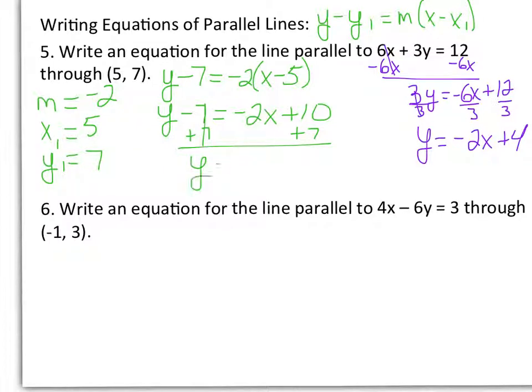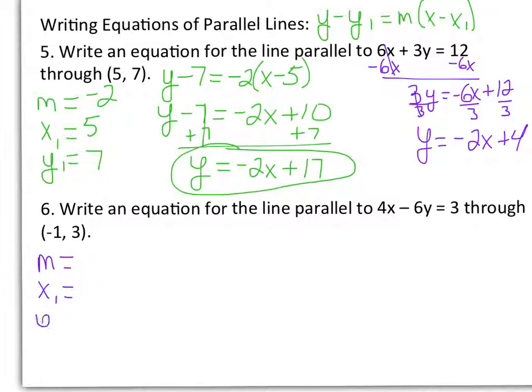So my final answer, y equals negative 2x plus 17. So this line is parallel to my original line, and it goes through the point 5, 7. Okay, and in number 6, same idea here. We want to write an equation of a line parallel to 4x minus 6y equals 3, and goes through the point negative 1, 3. So let's identify what we know.